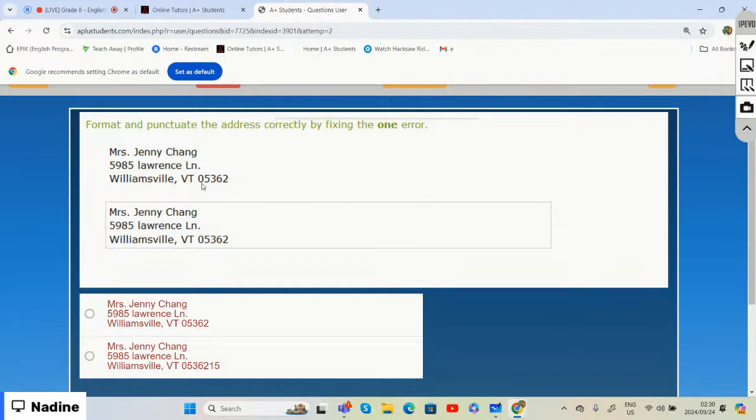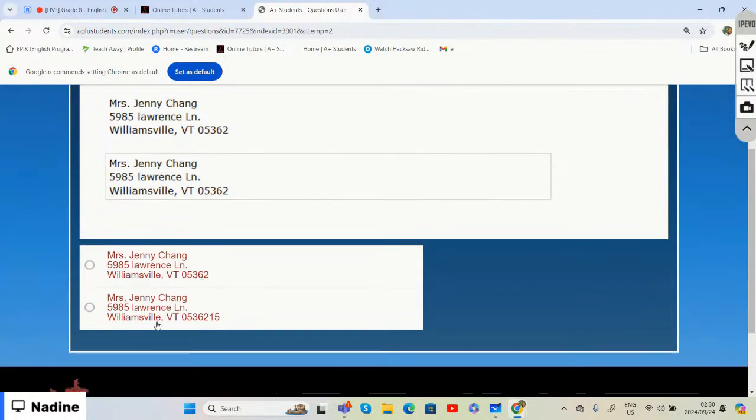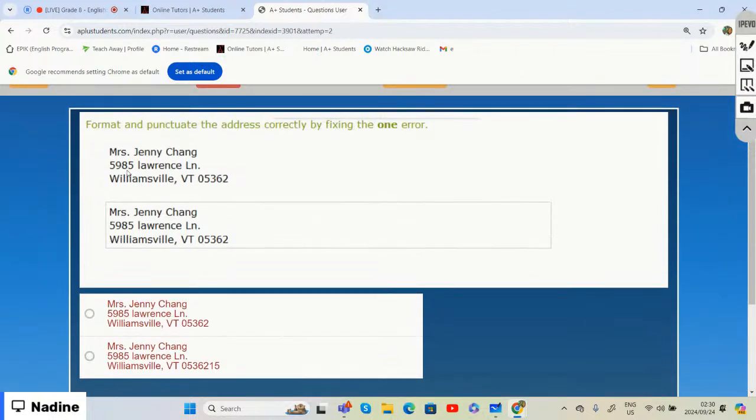All right. It says Mrs. Jenny Chang, 5985 Lawrence Lane, Williamsville, VT 05362. We need to fix one error within that address. Is it option one? Right? Look at option one compared to that one and look at option two.